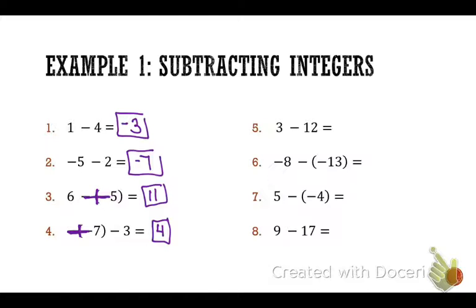Negative 9. All right. We almost had 100% on that one. Okay. Different signs, subtract and take the sign of the bigger number. 12 was bigger and it was negative. All right. So negative 9. Did you box it on your notes?